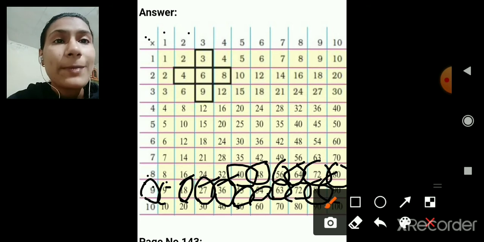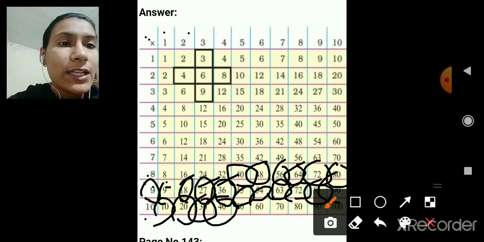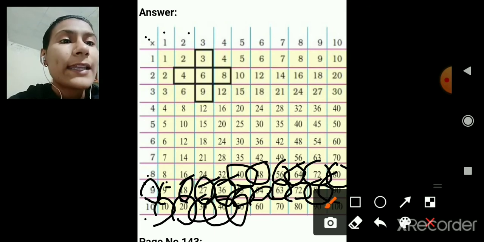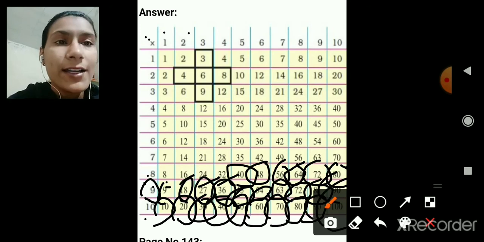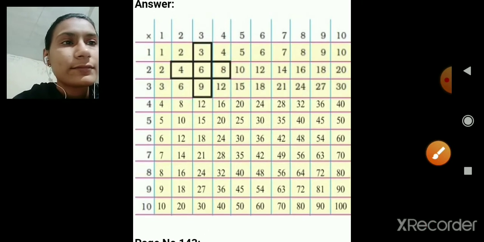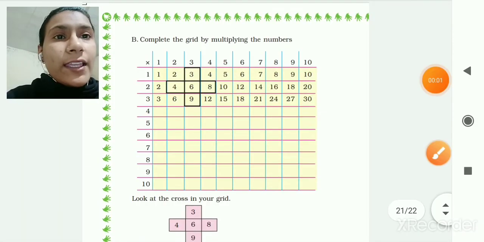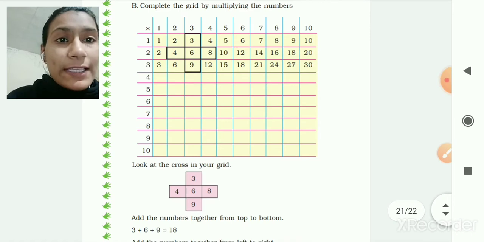Then 10 multiplied by 1, 10 1's are 10, 10 2's are 20, 10 multiplied by 3, so 10 3's are 30, 10 4's are 40, 10 5's are 50, 10 6's are 60, 10 7's are 70, 10 8's are 80, 10 9's are 90, and 10 10's are 100. So like this you have to write, okay? Like that you have to complete this grid by multiplying the numbers in your textbook.